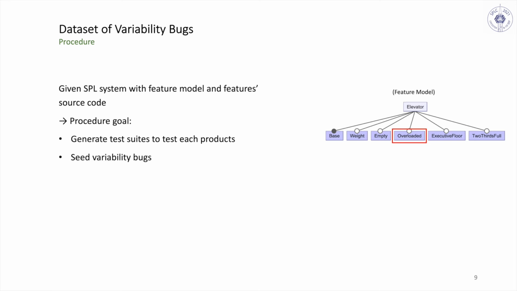We design a process to generate variability bugs, including three main steps. First, we generate the test suite. Second, we seed the bugs into the system. And the last, we verify the bugs are variability bugs. So, we will come to the first step to see how the test suites are generated.